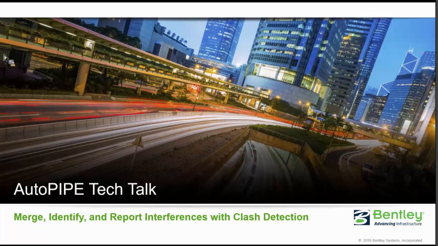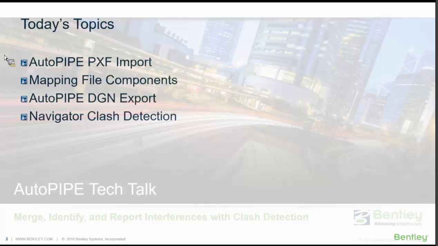On top of that, there could be even bigger issues occurring within project models, such as clashes between the different components that tend to get jam-packed into small areas of a plant or a building without consideration of how different loadings will affect the piping position. In this presentation, we will discuss how to merge, identify, and report interferences using Bentley's clash detection tool.